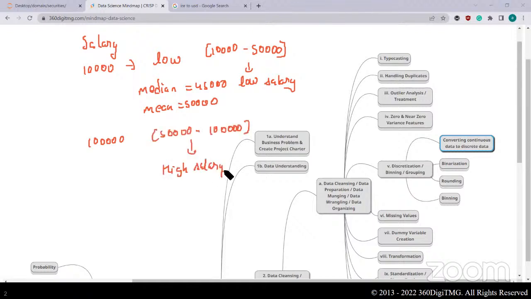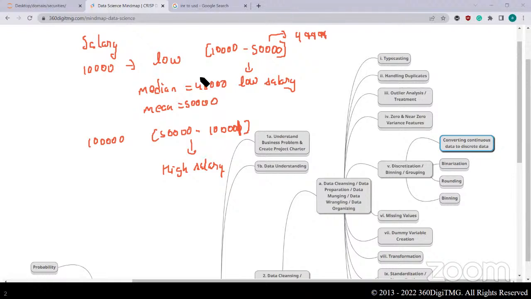Okay. So here you want to take 1 lakh 1. Why? Because in Python, the range would become from 10,000 to 49,999. So there is no overlap. So now you had numerical salary data, and now it has been converted to a binary format where it is saying low salary and high salary. So that is the formula for doing binarization.